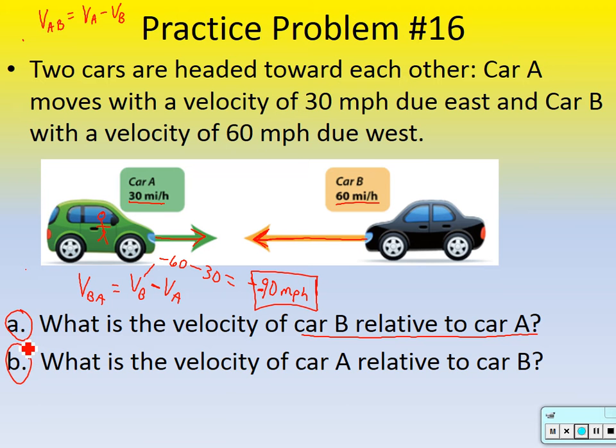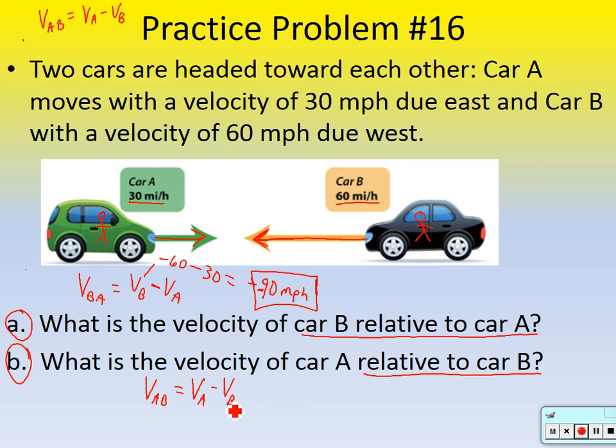It says, what is the velocity of car A relative to car B? Now, which car are you sitting in? We're viewing this motion from car B. How did we know that? It says relative to car B. So we've got to be in car B. All right, now let's write the equation. How would we write it this time? The velocity of A relative to B is equal to what, guys? Good. Velocity A minus velocity B.